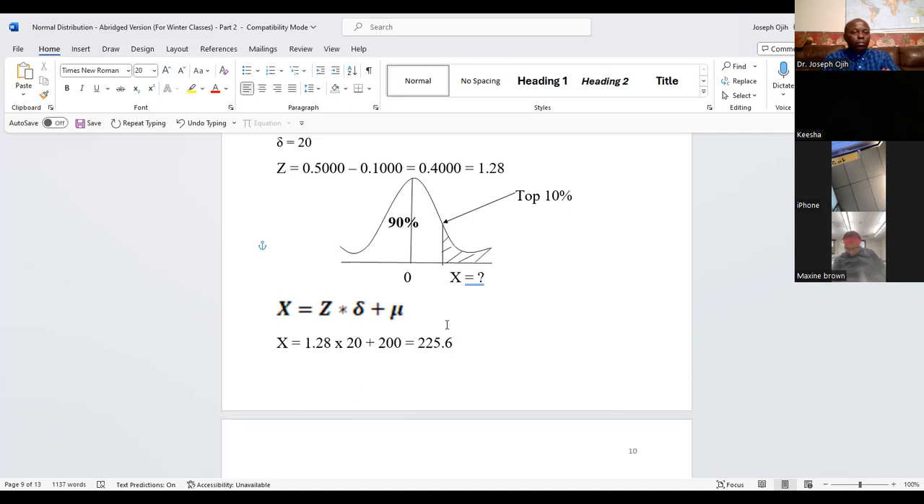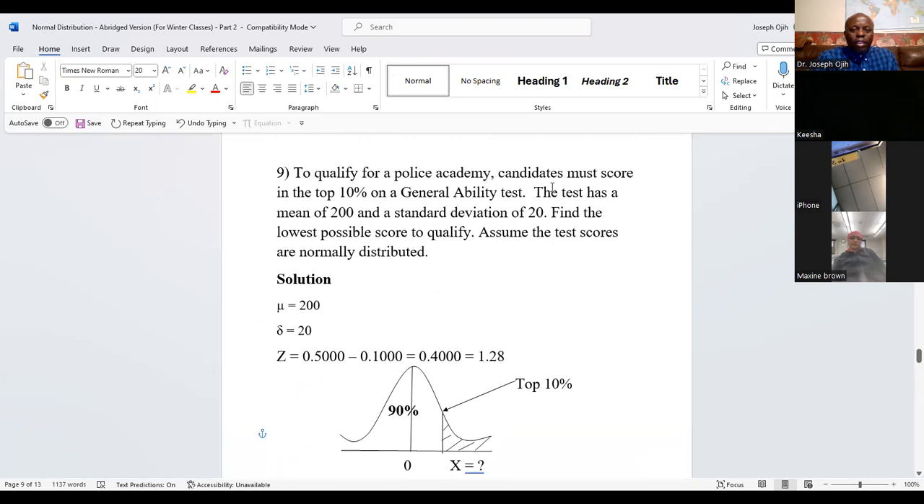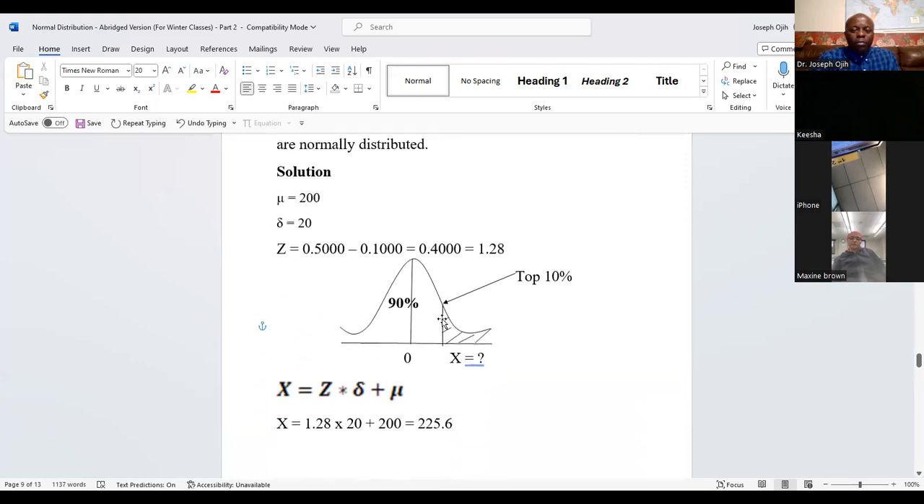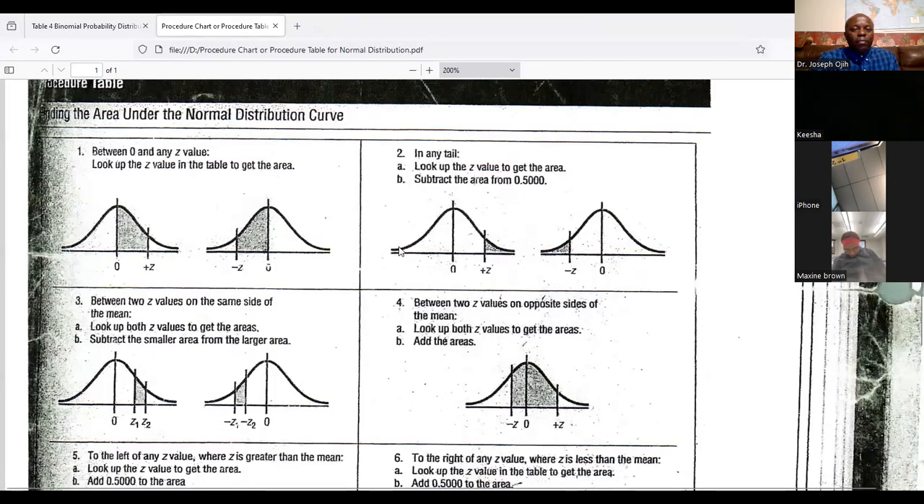Where did you get 0.5 and 0.1 from? Point one is that your candidate must score in the top 10%. Therefore, point five, if you look at our chart, is because this falls on the tail. If you look at the procedure chart, the way I explained in the class, if you fall in any of the tails, you look at the Z value to get the area and then subtract the area from 0.5. That is where the 0.5 comes from.